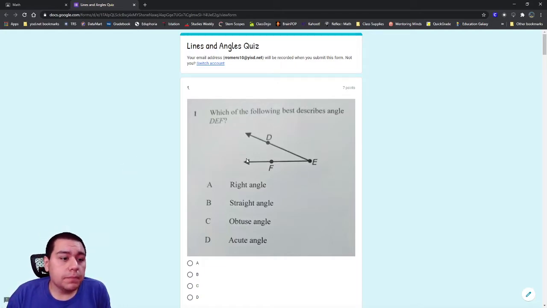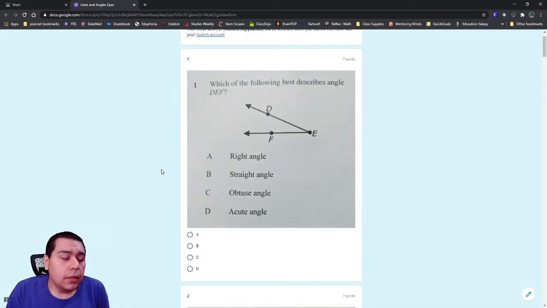Question number 1. Which of the following best describes angle DEF? Angle here. A, right angle. B, straight angle. C, obtuse angle. Or D, acute angle.